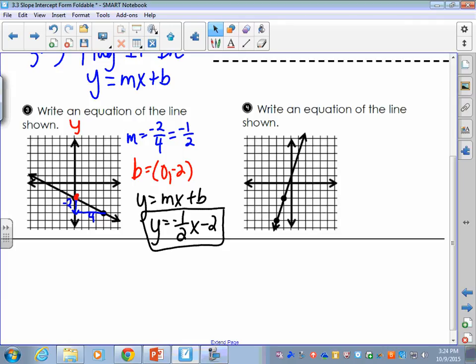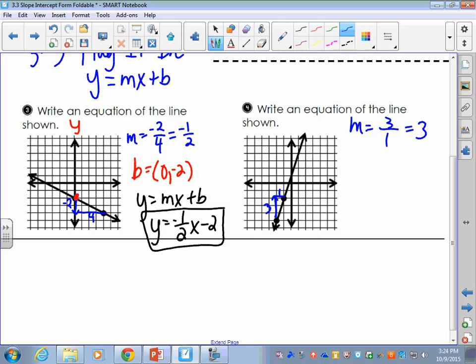Okay, so we should have gone up 3 to the right 1. Most of y'all wrote 3/1 as your slope, which also equals 3. And then you can see that the y-intercept, where it crosses the y-axis.